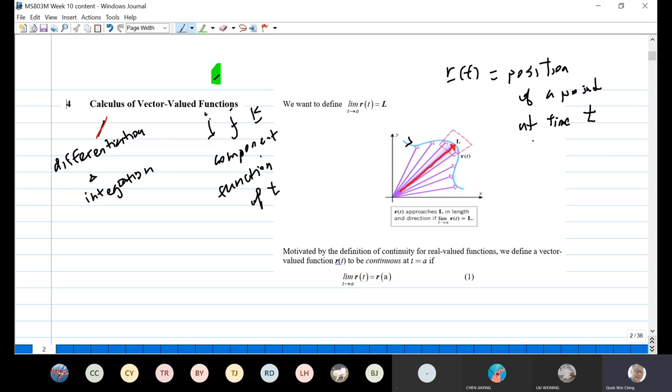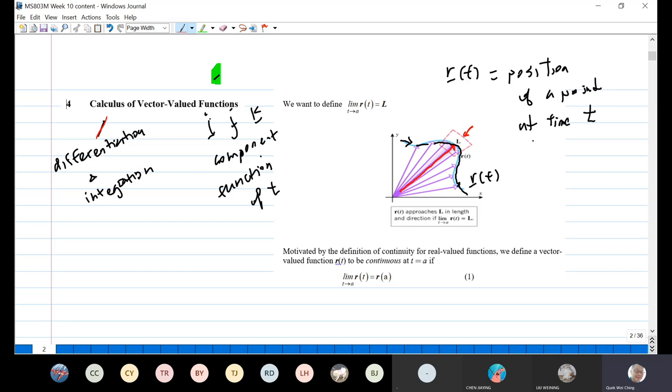For this diagram, usually the point moves along a curve here, and generally at time t you have the point r(t). So what happens when t goes to a, when t is very close to a? This is the limit process. When t goes to a, you have the red arrow there, and this point L here is the limit. The limit is actually a point in space.